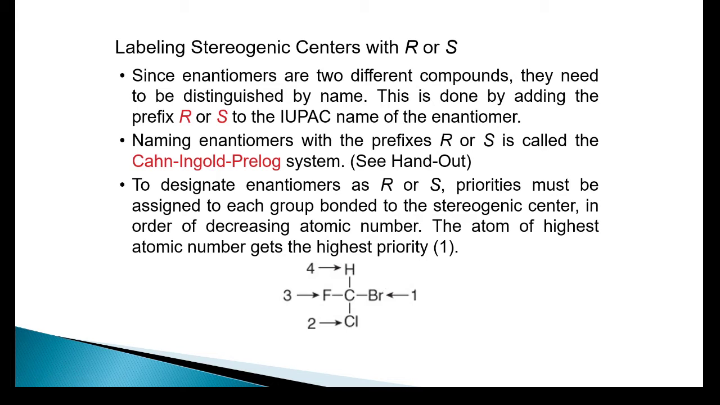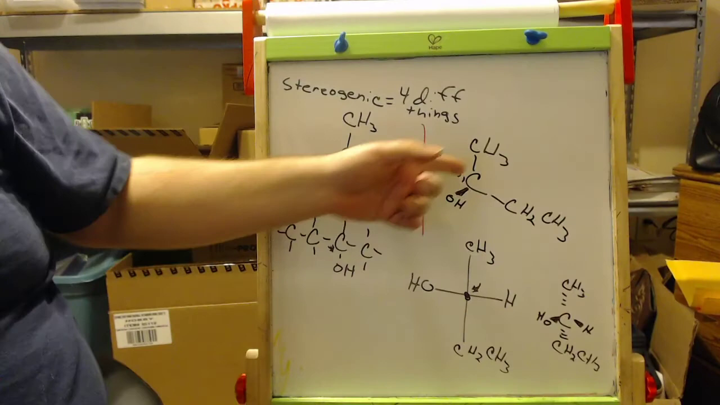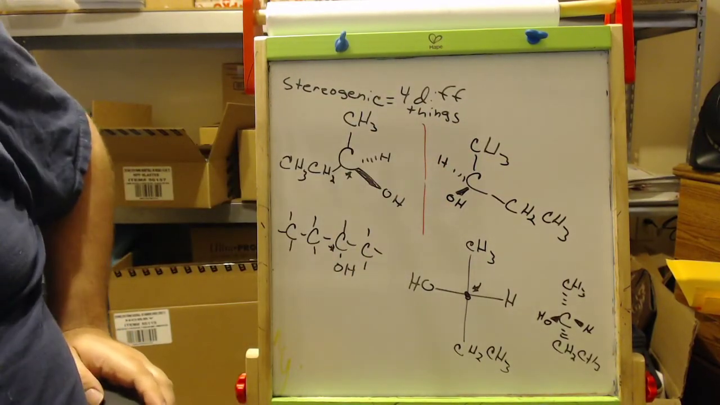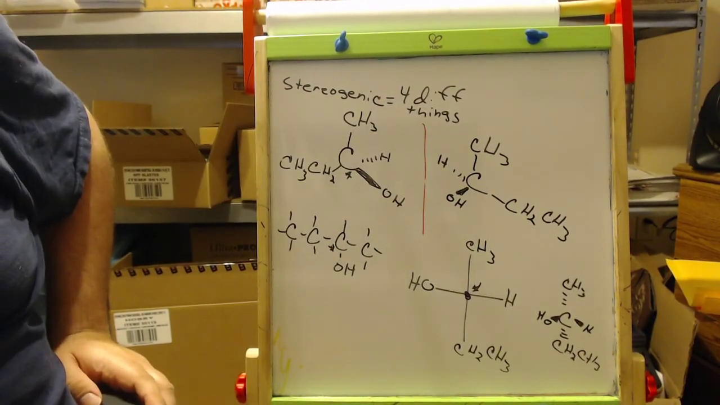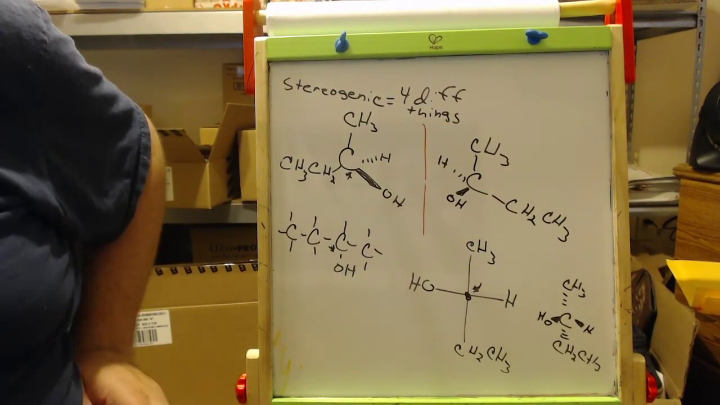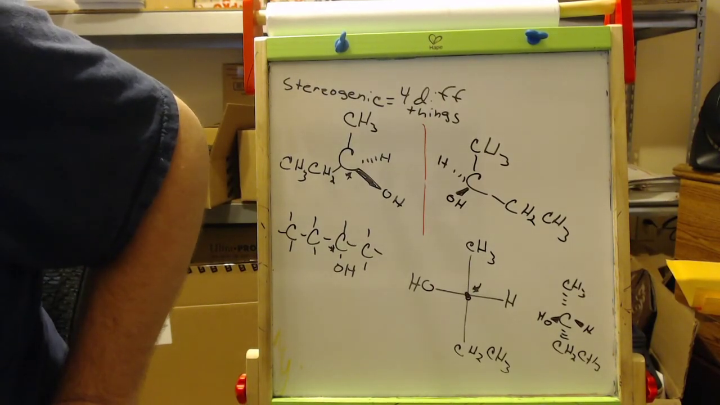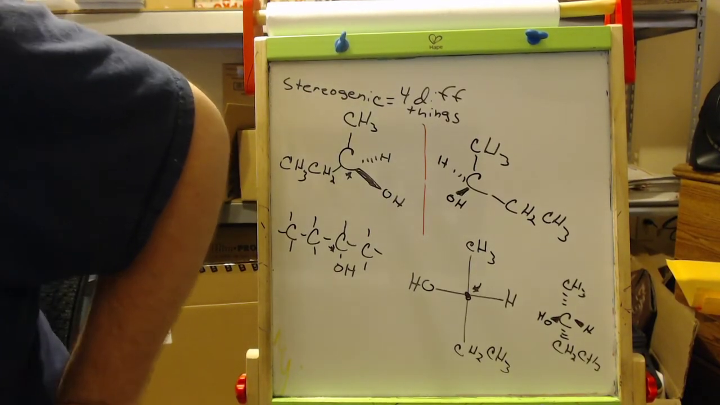Now, how do we tell the difference? Because they're both 2-butanol. No matter how I look at this, they are both 2-butanol. The difference is their orientation in space, and we have to distinguish that orientation in space. Because if we don't distinguish that orientation in space, then this whole mirror image and enantiomer stuff is useless, and there is a difference.